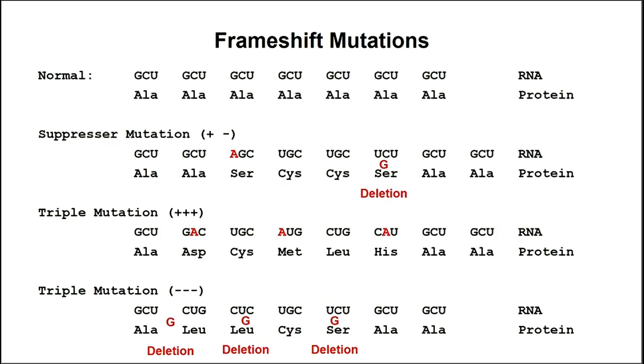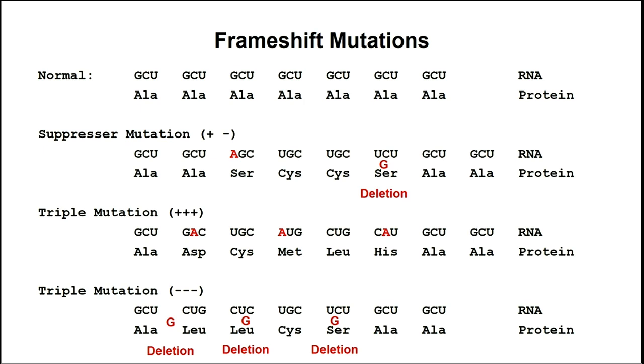Now you can also have suppressor mutations in frame shift. So if we add a base and then delete a base, that'll get us back to our normal reading frame. So in that example, we have a couple alanines and then we have a few changed amino acids. But once the deletion occurs, we're back to that normal reading frame.